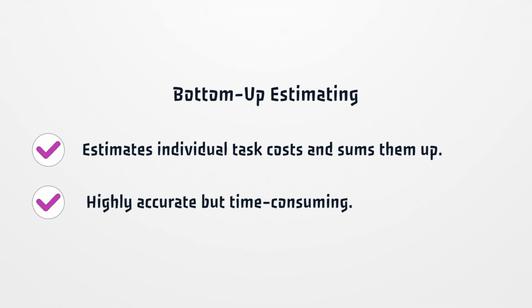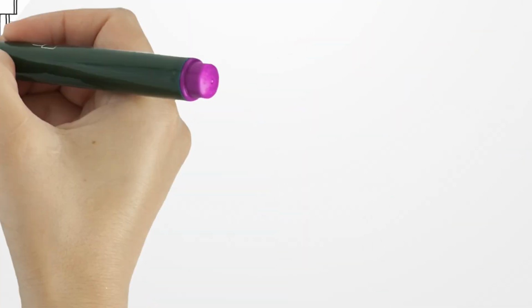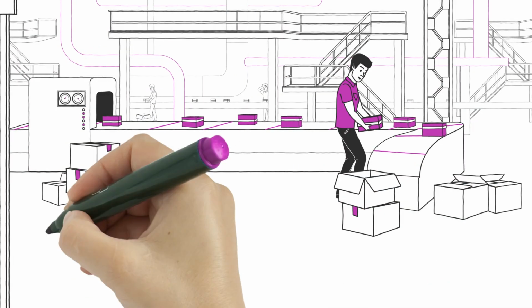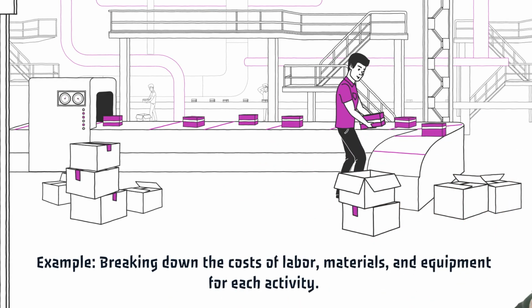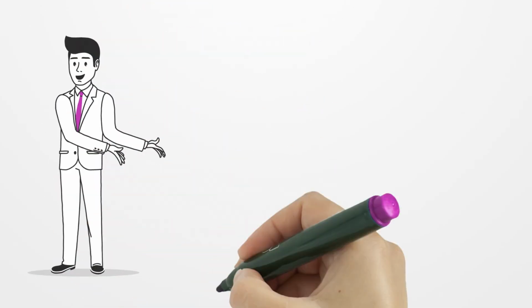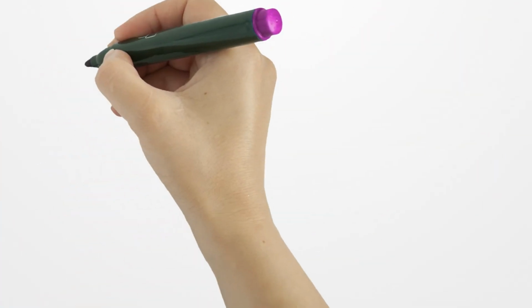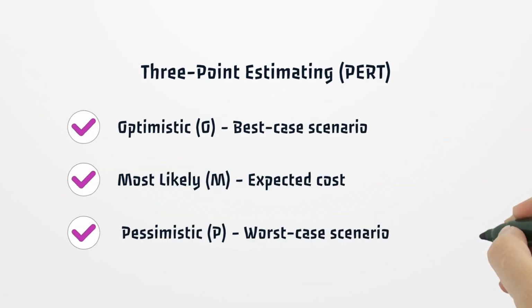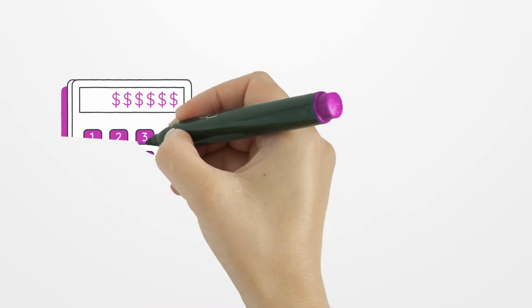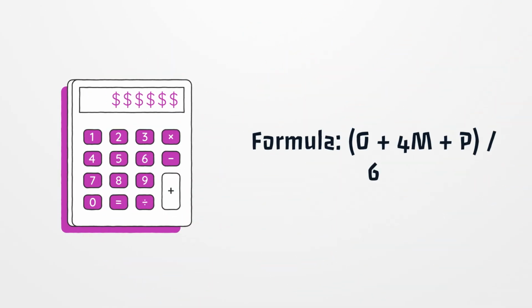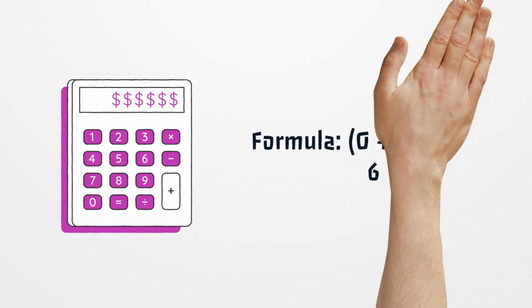Bottom-up estimating. Estimates individual task costs and sums them up. Highly accurate but time-consuming. Example, breaking down the costs of labor, materials, and equipment for each activity. 3-point estimating, PERT. Uses 3 scenarios: optimistic, O, best case scenario. Most likely, M, expected cost. Pessimistic, P, worst case scenario. Formula: (O + 4M + P)/6.